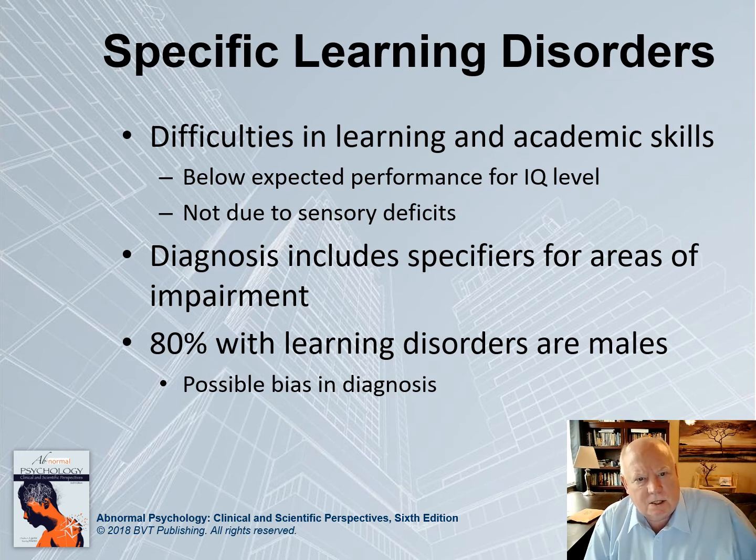Our next topic is specific learning disorders. Now, these are defined as deficits in performance of academic skills that are well below what you would expect on the basis of the IQ level of the individual. It's also important that you rule out sensory deficits. A child, for example, with visual problems is going to have severe problems reading, not because they're not capable of reading, but because they can't see the words clearly on the page.